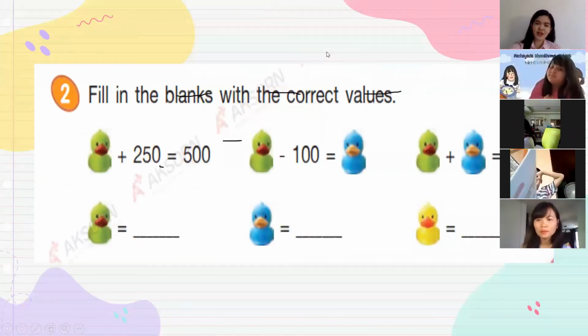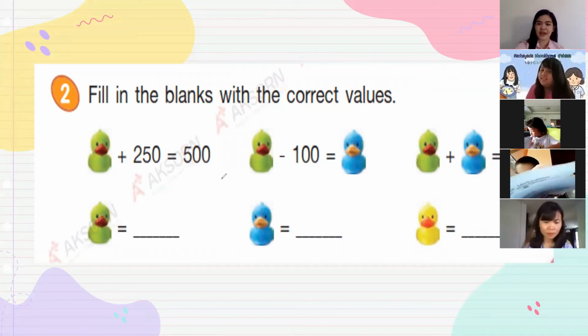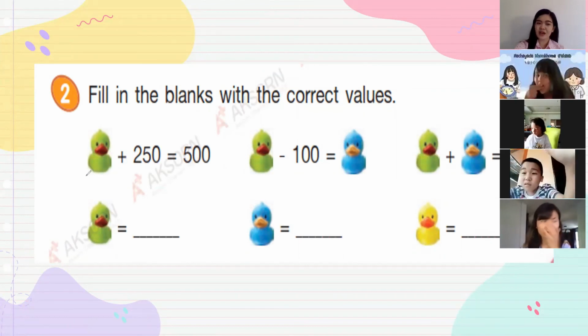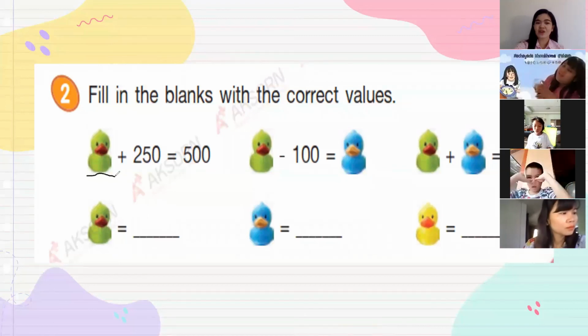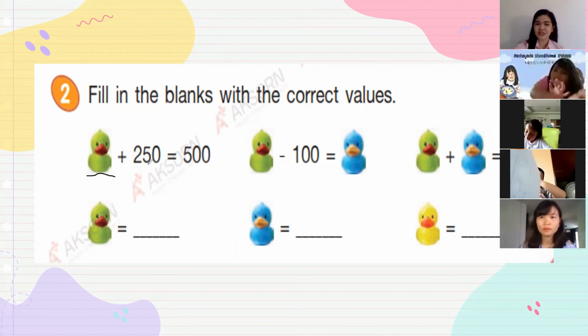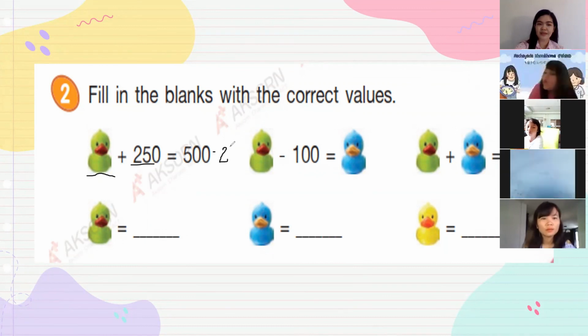So we're going to answer the number 2. So here we're going to fill in the blanks with the correct values. So we're going to find out the value of the green dot. So what is the value of the green dot? So 500 minus 250.